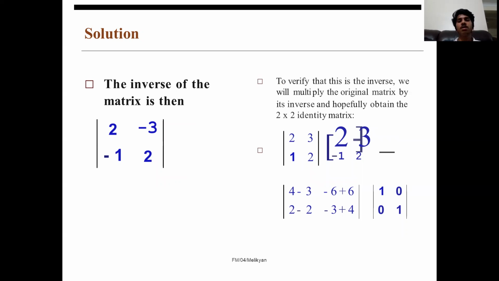2, -3, -1, 2. To verify that this is the inverse, we will multiply the original matrix by its inverse and hopefully obtain the 2 by 2 identity matrix. 2, 3, 1, 2 times 2, -3, -1, 2 is equal to 4 minus 3, -6 plus 6, 2 minus 2, -3 plus 4. That is 1, 0, 0, 1. It is the identity matrix.